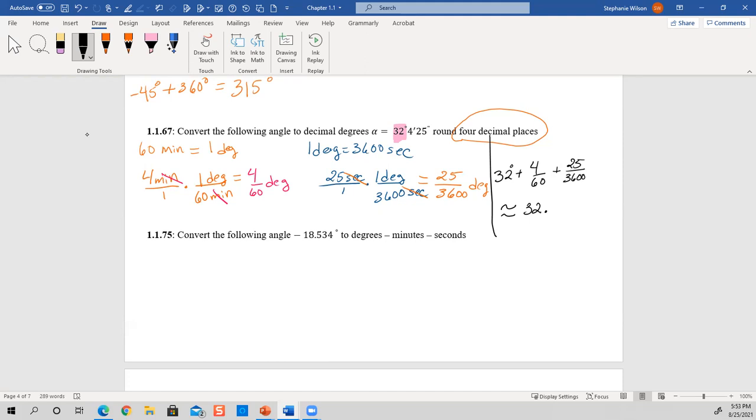Okay, I got 32. Let me double check, because I got 32.736. So let me check. We're just off by a difference there. So we got the 32 plus the 4 over 60, correct? Plus the 25 over 3,600. And this is what I keep getting right here.